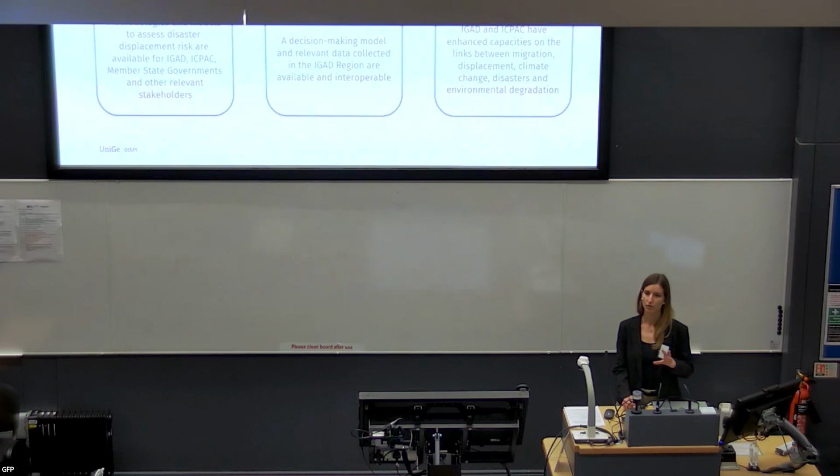CIMA Foundation is involved in the Pillar 1 data and knowledge activities, and the outcome in that case is that national governments in the IGAD region will have enhanced access to quality data and evidence on disaster displacement. There are 3 main outputs for this project. The first one is about disaster displacement risk assessment. The second one is about the decision-making model that I'm going to show you today. And the third one is about the capacity development component, which is the fact that IGAD and IPAC, which are the beneficiaries, will have the capacity to use these methodologies and results to understand the problematic in the region.